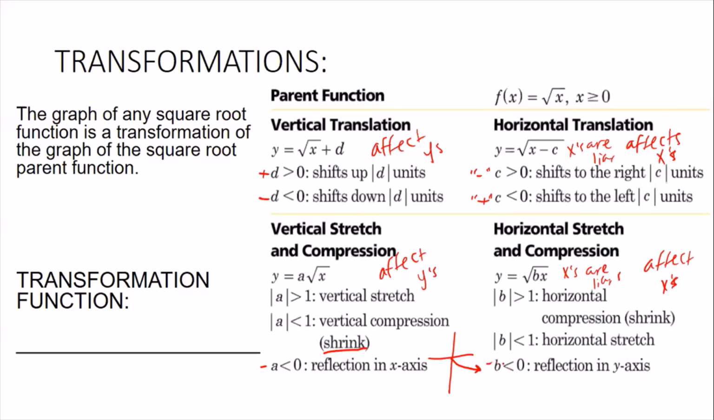Reflection. So if your B is negative, it's a reflection in the y-axis, which means that your function is reflecting over the y-axis. So instead of it doing this, it's now going, pretend that as a curve, not a line.